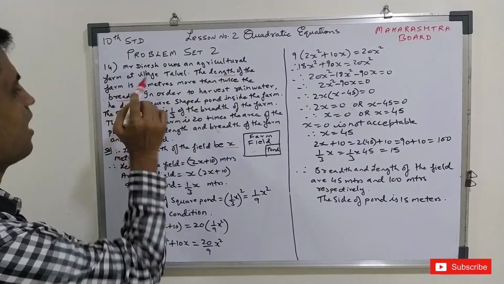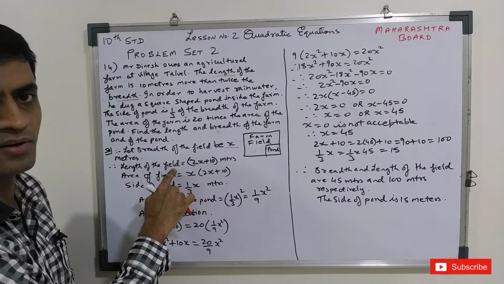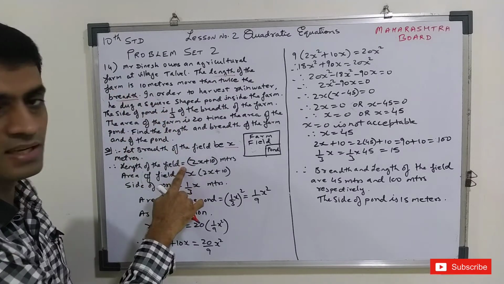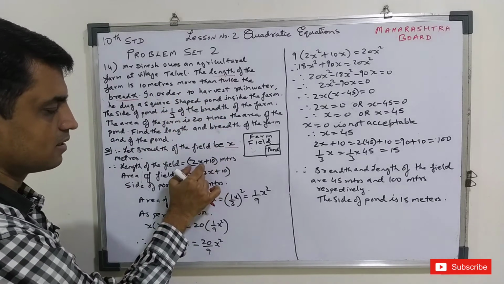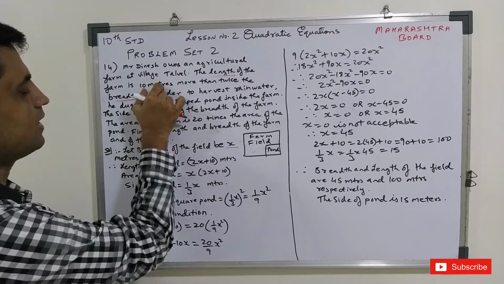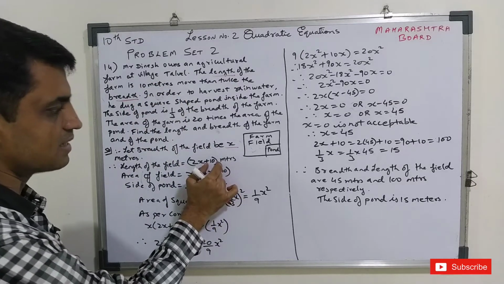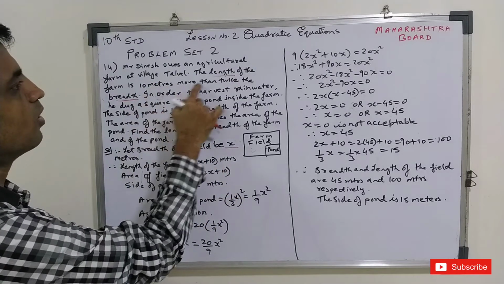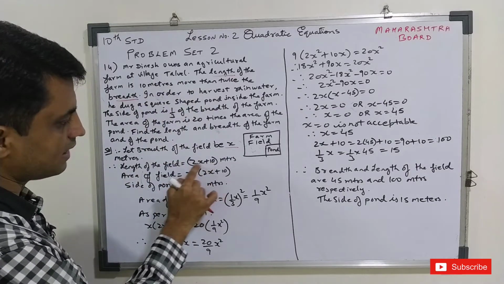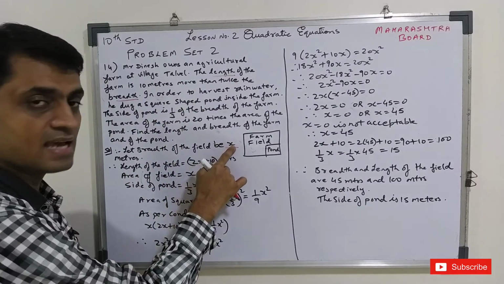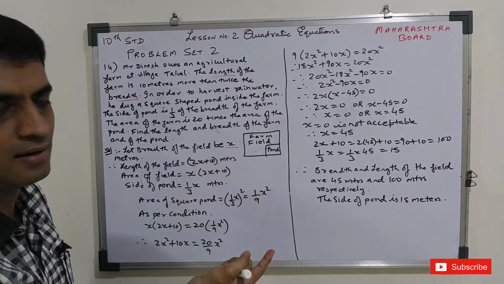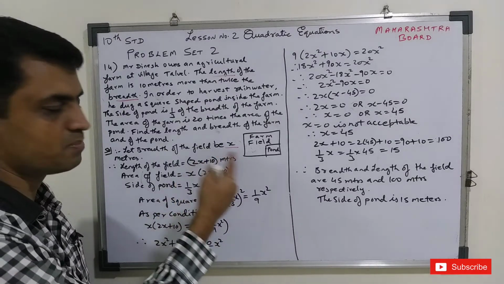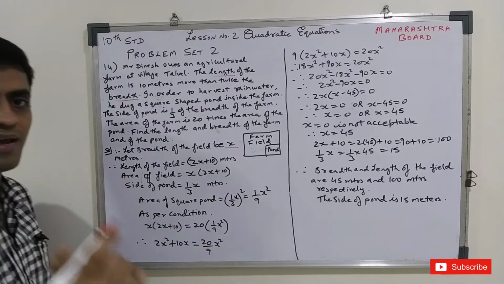The length of the field is 10 more than twice its breadth. 10 more means plus 10. Breadth is x, so twice the breadth is 2x. The length will become 2x plus 10.